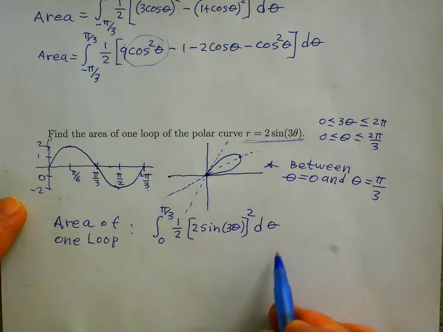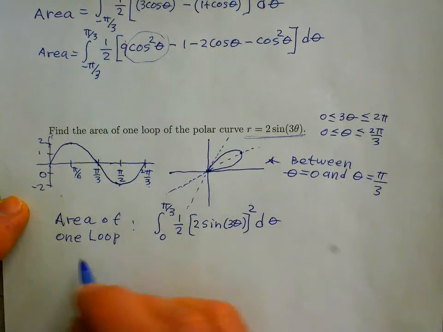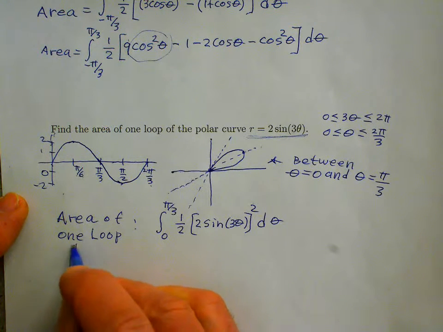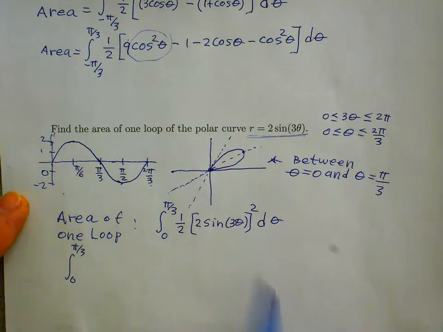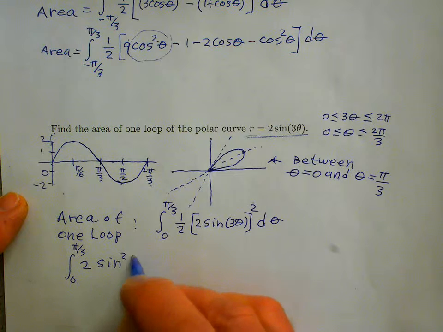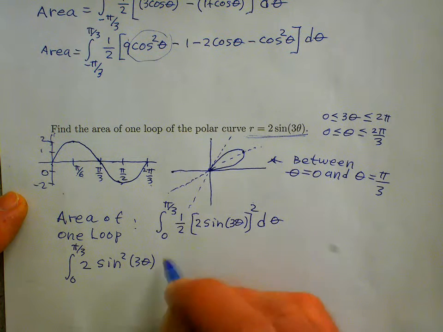Let's take it just one step further for now. The definite integral from 0 to pi over 3 of 1/2, when we square 2 times sine of 3 theta, we're going to get 4 times sine of 3 theta squared. 1/2 times 4 is 2. So I'll write it as 2 times sine of 3 theta squared.